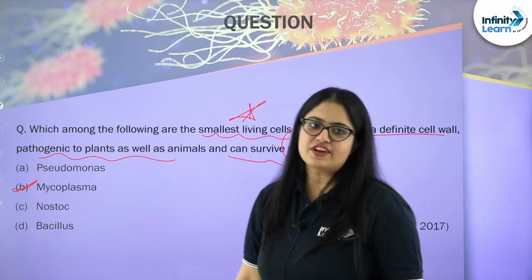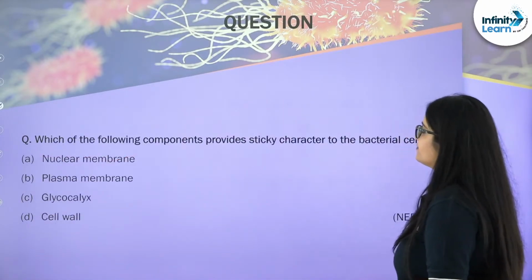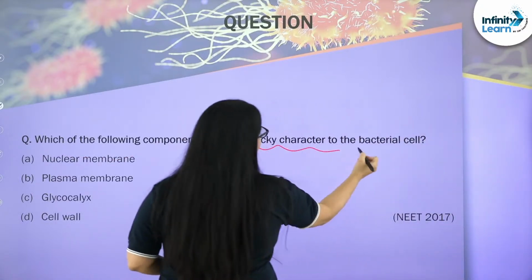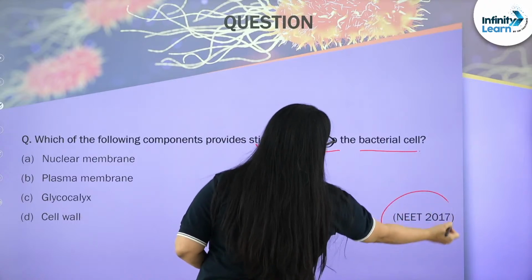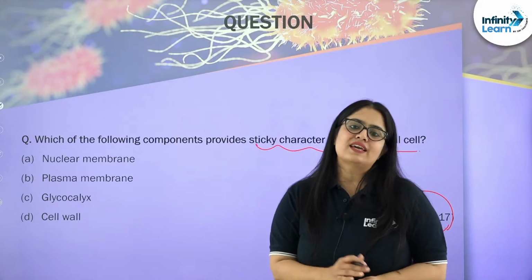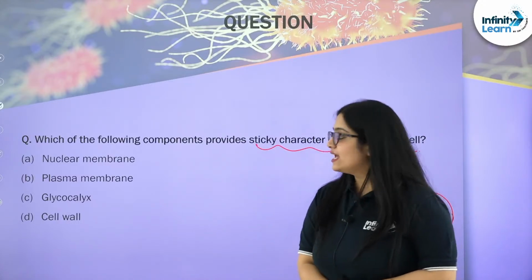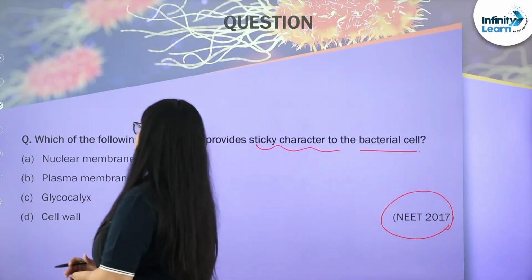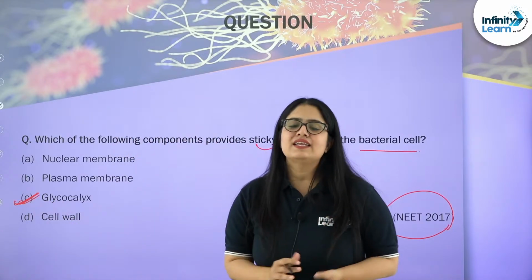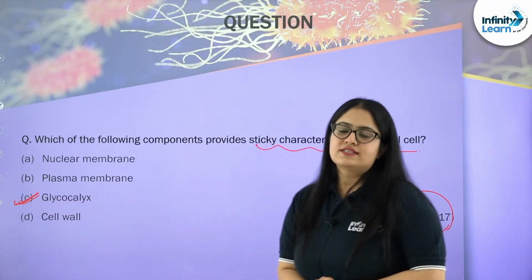Next question. Get ready for the next question. Which of the following components provides sticky character to the bacterial cell? This question was asked in NEET 2017. So who provides that sticky character? Yes students, it is the glycocalyx. It is the glycocalyx that provides sticky nature to the bacterial cell.